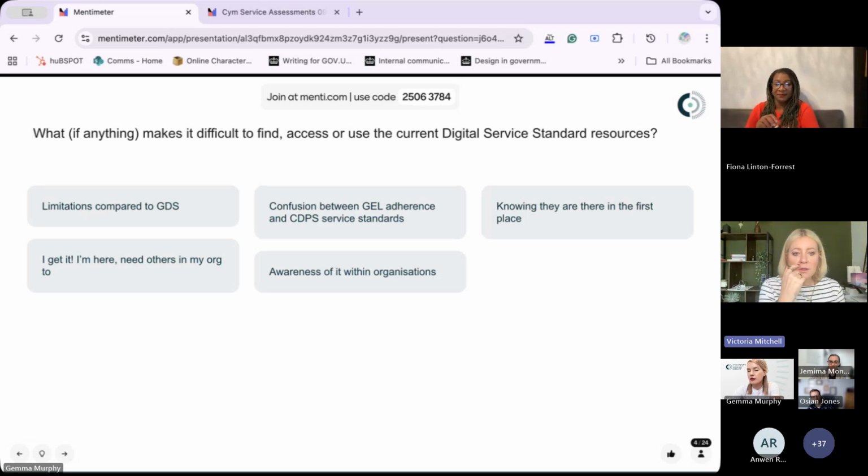So, what, if anything, makes it difficult to find, access, or use the current resources that are available to you that support use of the digital service standard?